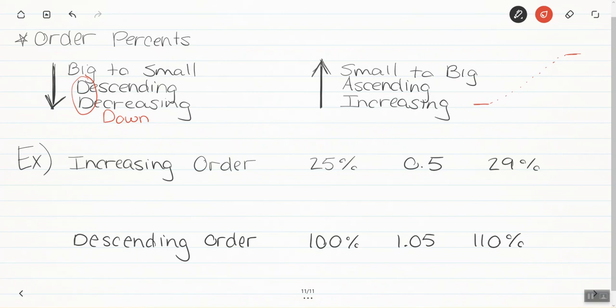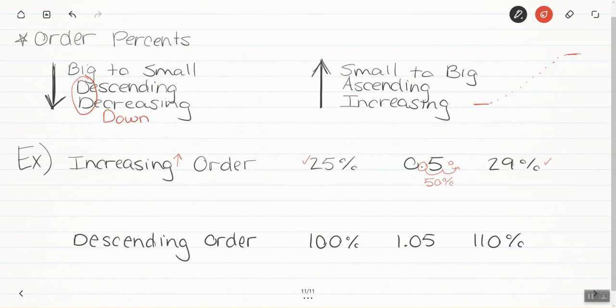So the first one we have is increasing order. And increasing means going up. So that means I'm going smallest to biggest. And I need to make sure they are all percentages. This one is, the last one is, but the one in the middle is not. So I'm going to turn it to a percentage, find the decimal point, 2 towards where the percent sign would go. So that gives me 50%.